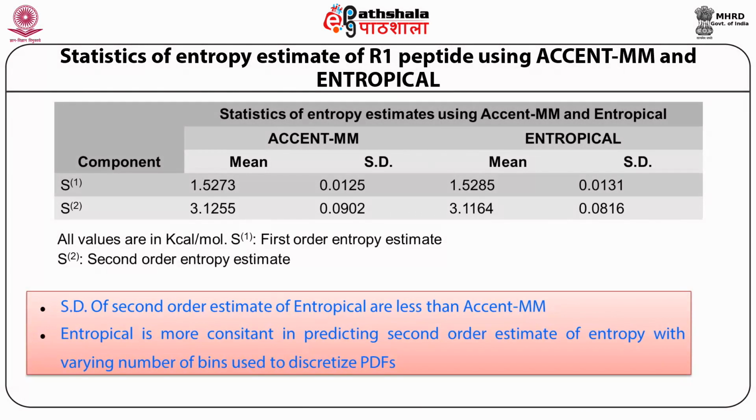The statistics of entropy I show here, and you can see these are quite accurate values, both Accent-MM and Entropical. Entropical is actually more consistent in predicting the second order entropy with a varying number of bins, whereas Accent-MM is not so reliable. The values are a little bit off, with almost 0.1 deviation.